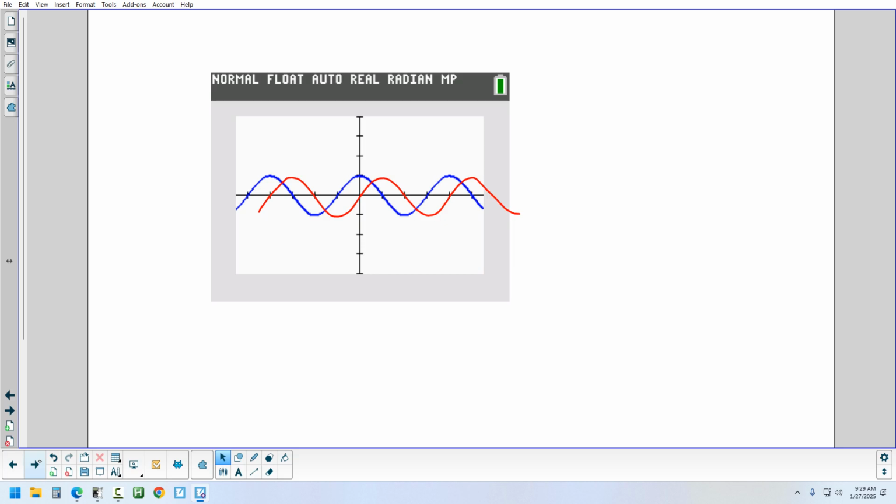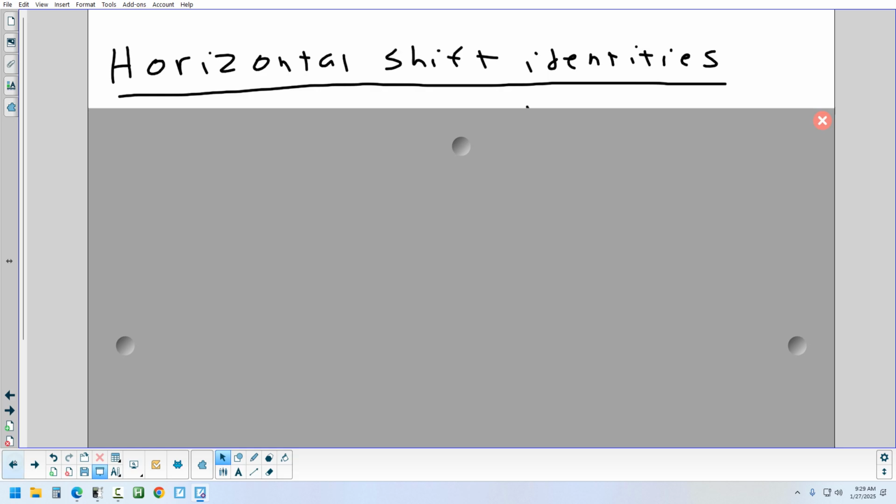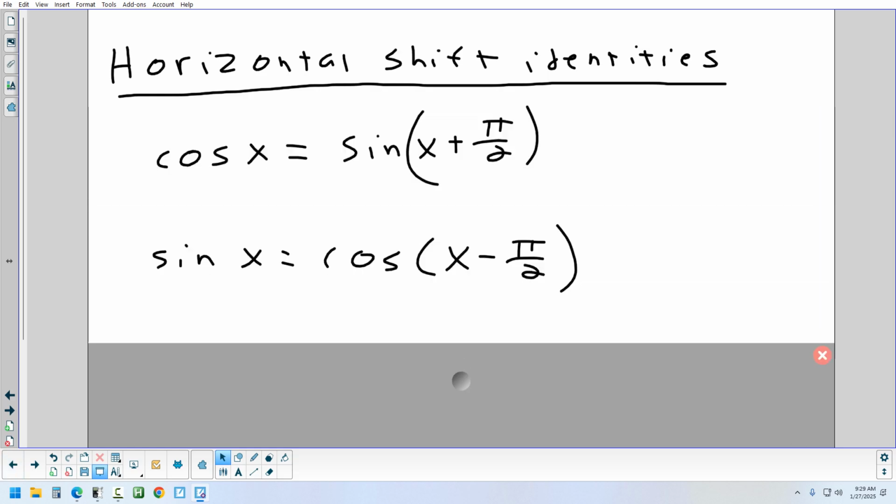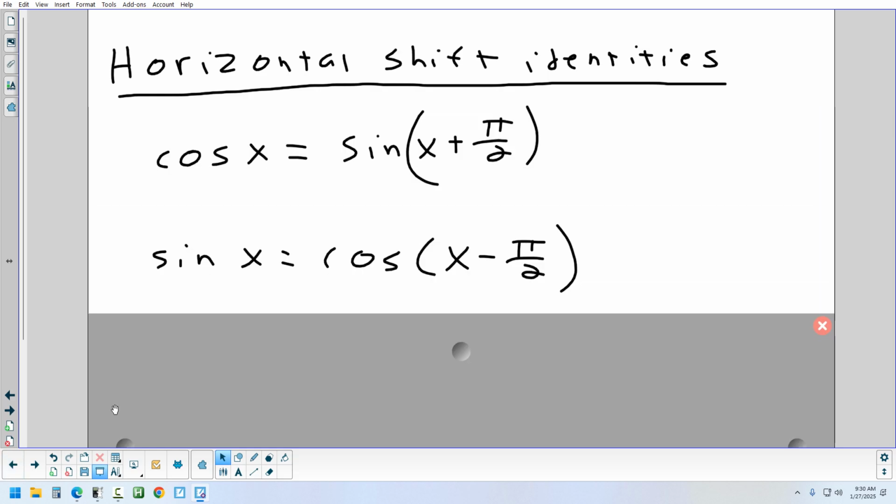Now let's think of it the other way. Let's turn the red one into the blue one. If you wanted to turn the red one into the blue one, which way would the red graph have to slide? Michael? Negative pi over 2. Yeah, if you did a negative, that would move it pi over 2, and we could turn the red one into the blue one. So whether you want to do a plus pi over 2 or a minus pi over 2, you can do it both ways. But you can turn sine into cosine, and you can turn cosine into sine.